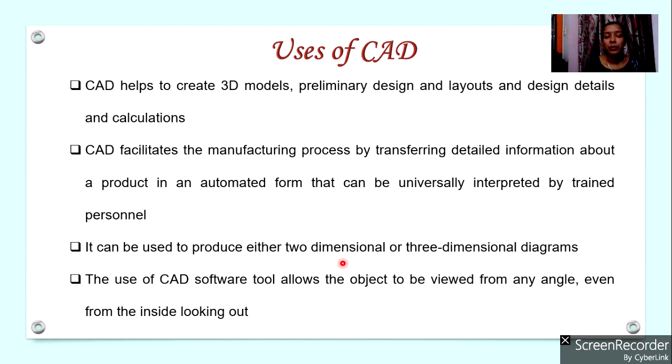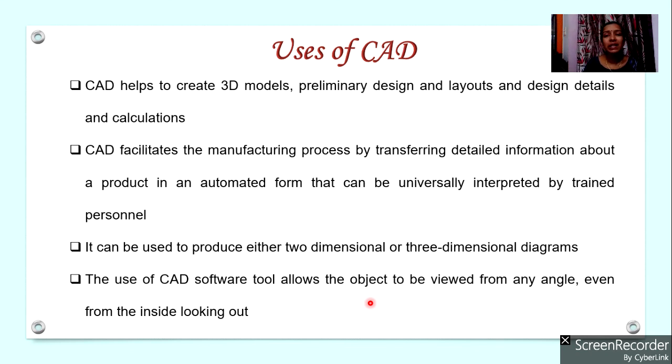So CAD can be used to produce either two-dimensional or three-dimensional diagrams. The use of CAD software allows the object to be viewed from any angle. We actually need the view of a particular object from different angles. In engineering drawings we draw the plan of an object, the elevation, the front view, the side view, etc. If the drawings are handmade, we have to separately draw each of these views, the top view, the side view, etc.